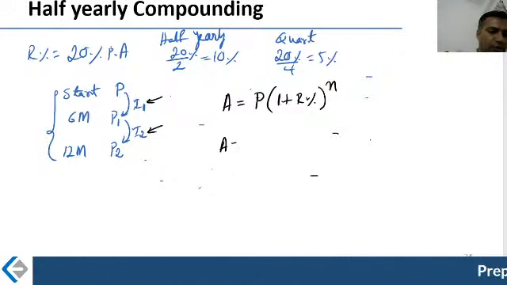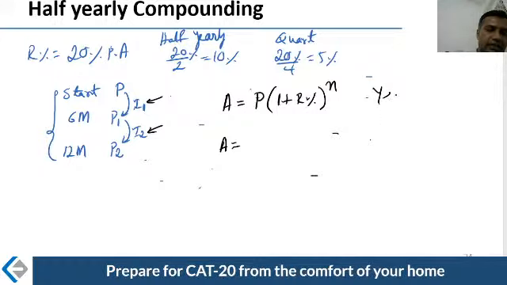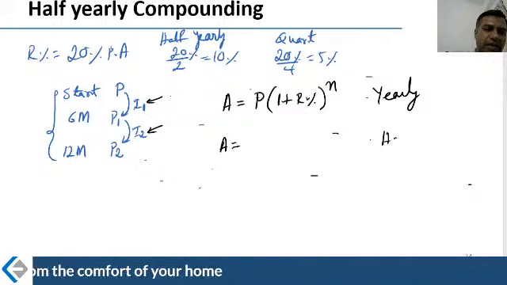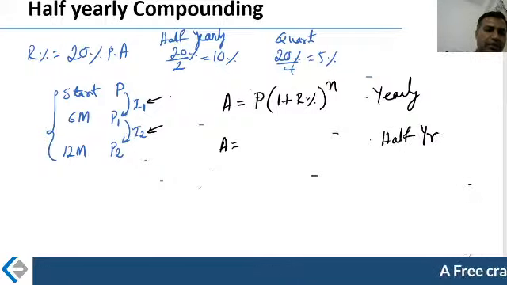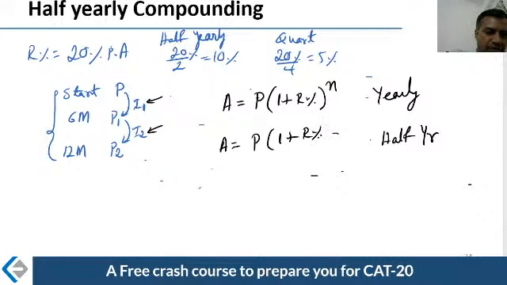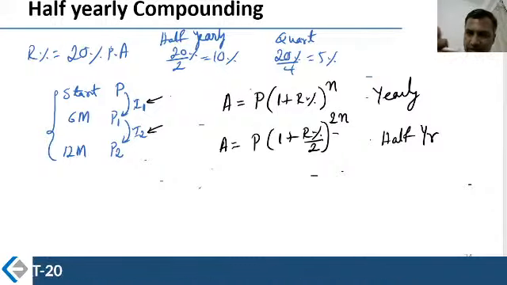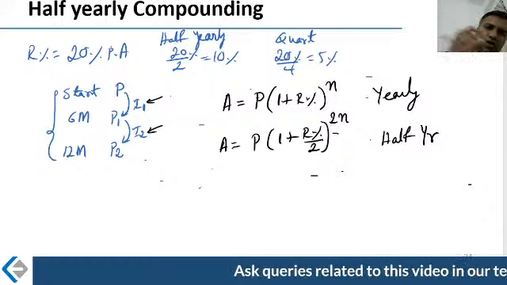How do you write the amount therefore? Compounding done yearly, same n years. Assume that n was 2 years in this case. Now you decided that this time it is going to be half yearly. If it is half yearly, then you say principal times 1 plus r percent by 2, because for every half year I will give r percent by 2. But the number of compounding periods will become 2n, because there will be 2 compounding periods in 1 year.